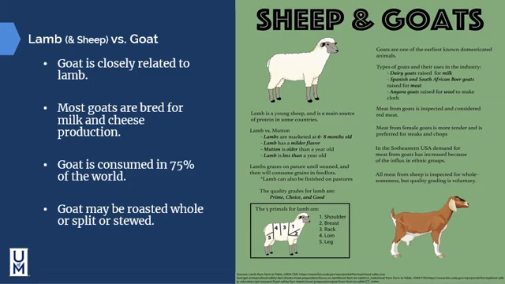Meat from goats is inspected and considered red meat, however, unlike the lamb meat. Meat from female goats is more tender and is preferred for steak and chops. In the southeast United States, demand for meat from goats has increased due to the influx of ethnic groups. All meat from sheep is inspected for wholesomeness, but quality grading is still voluntary at this time.